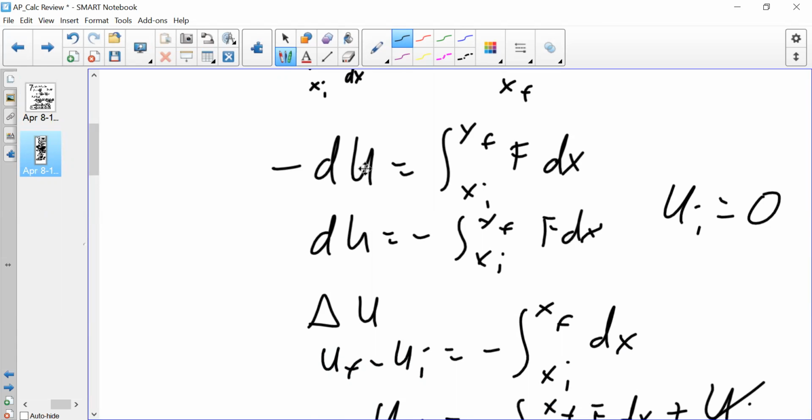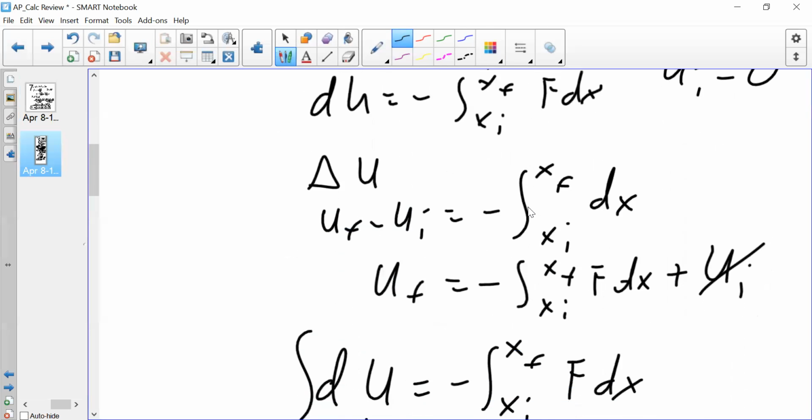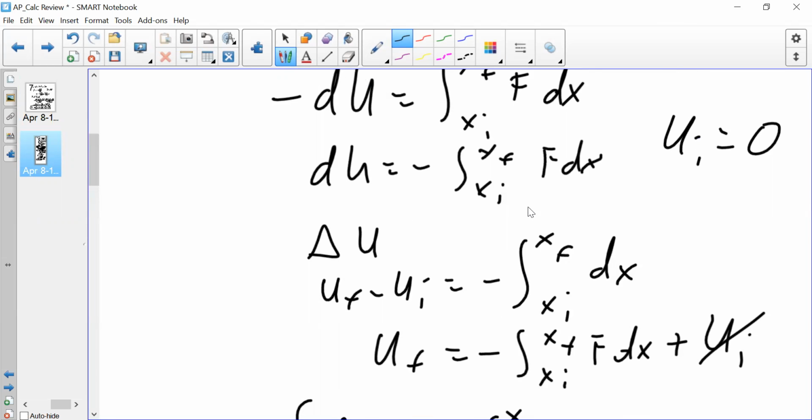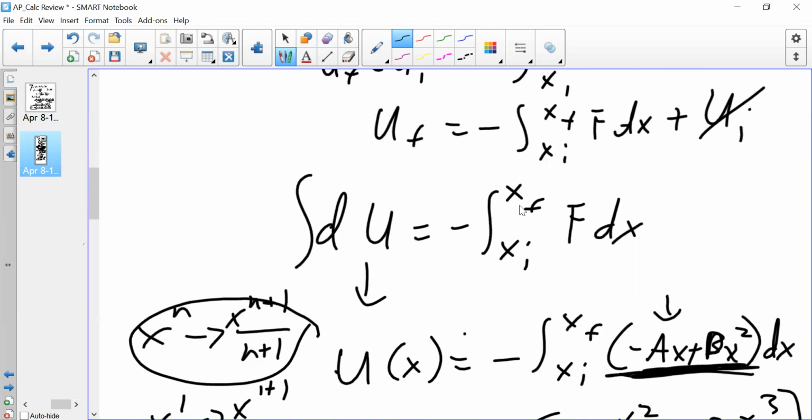I was just saying here, it could be either or, it just depends. But the context in most of these problems is negative dU because we're going to be losing potential, but you could do it either way, it doesn't matter. Okay, so given this here, we're going to just take the integral of this. dU is equal to negative integral from x initial to x final of F dx.